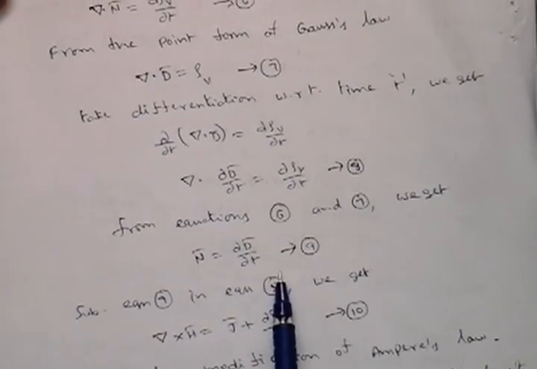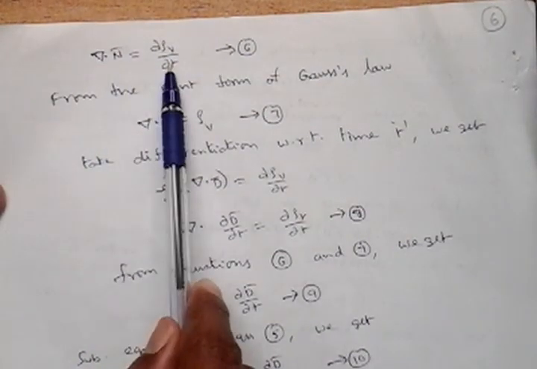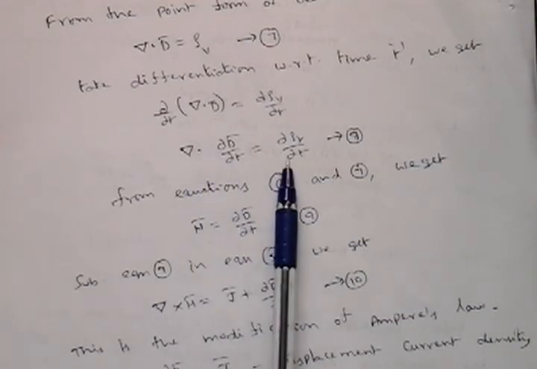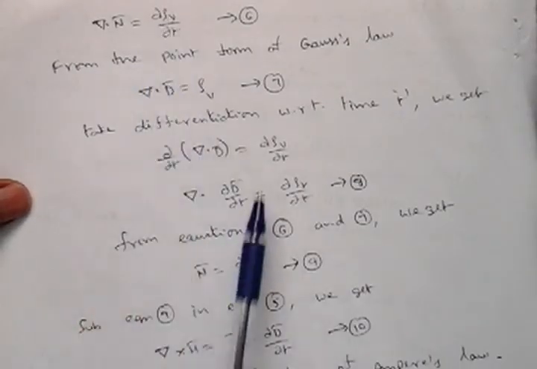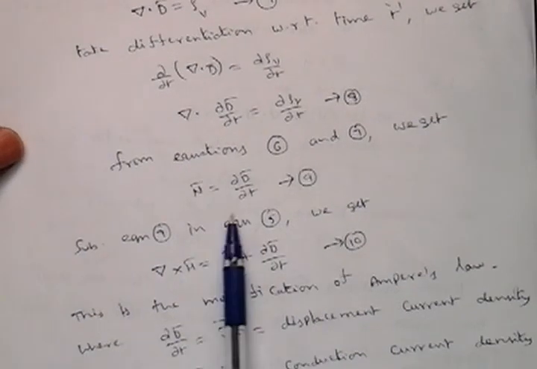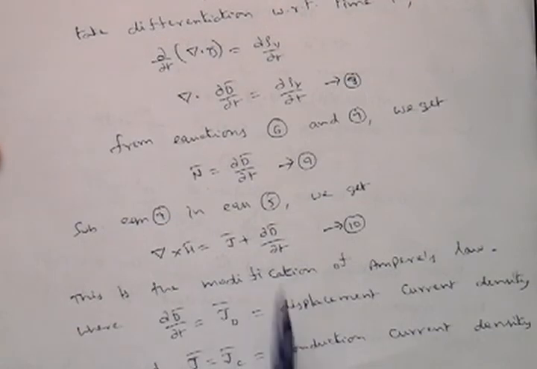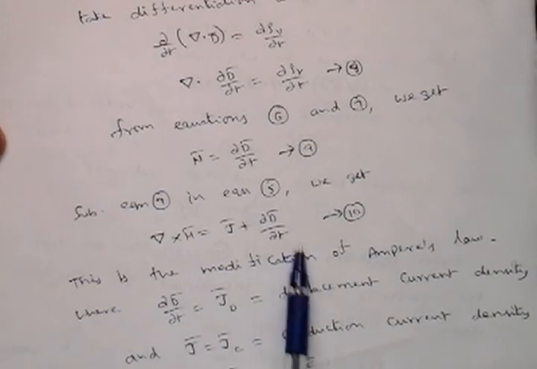Why this can be written is that del dot n bar is equal to dou rho by dou T, and del dot of dou D bar by dou T is also equal to dou rho by dou T. Both sides have dou rho by dou T. So finally n bar can be made equal to dou D bar by dou T. Now we have n bar. Substitute in equation 5, then you will get del cross H bar is equal to J bar plus dou D bar by dou T.